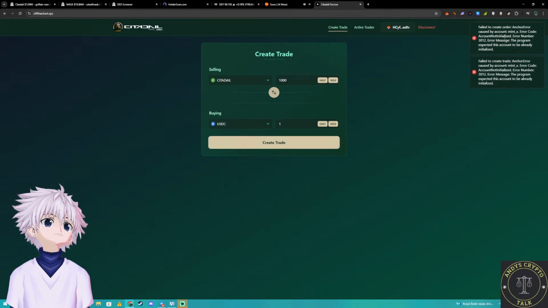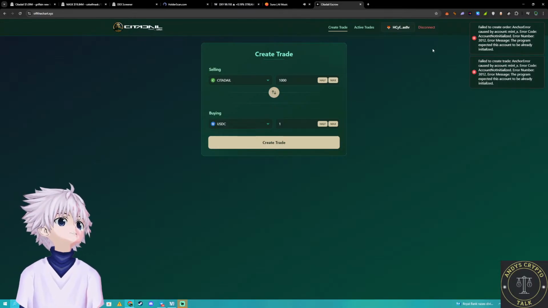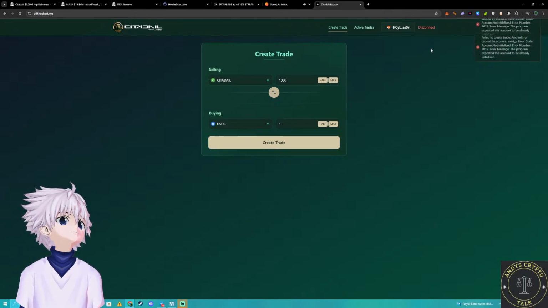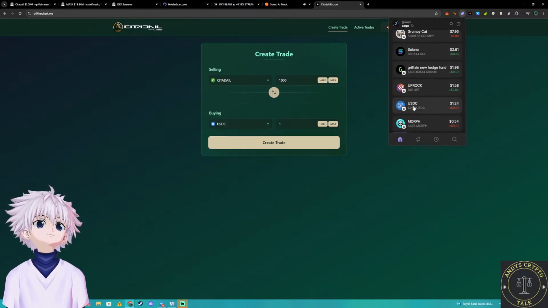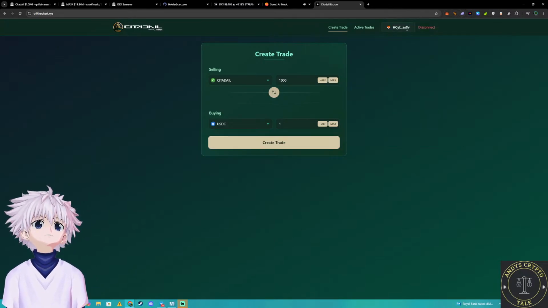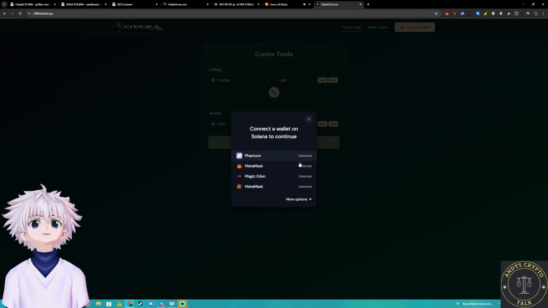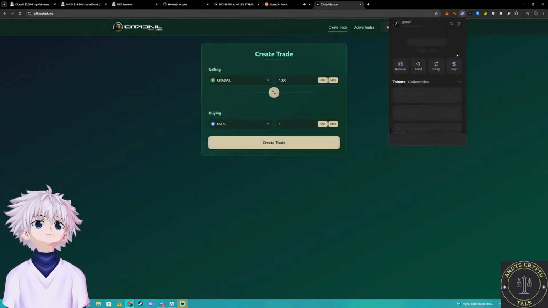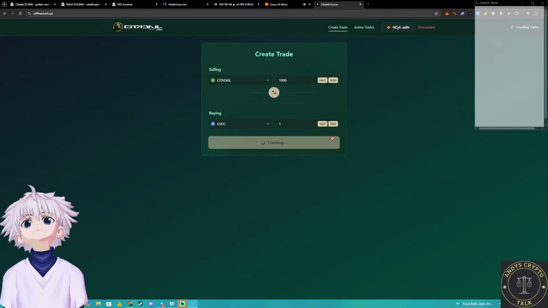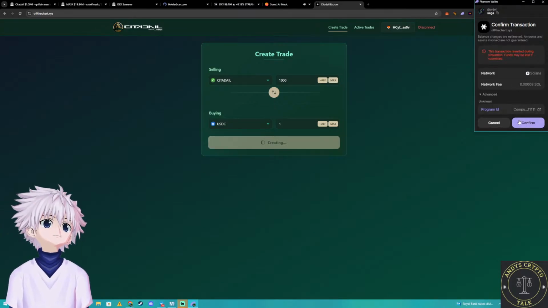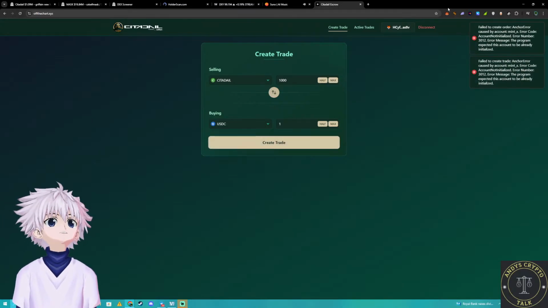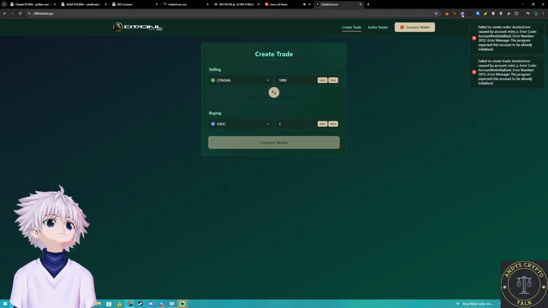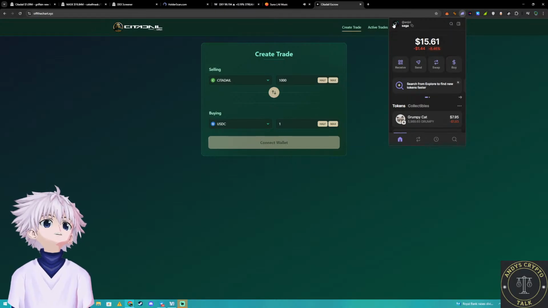Oh, and we had a failure. Program is already to be initialized. Oh, was it not initialized? I'm not sure what that meant. Let's try disconnecting and reconnecting, and let's try creating that trade again. Okay, yeah, for some reason it's not working for me. Let's try this one more time.